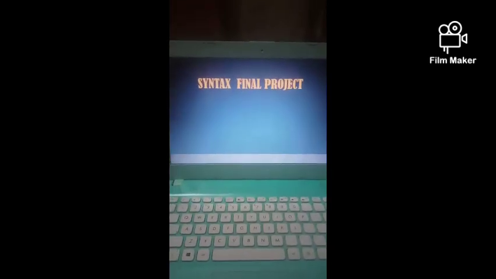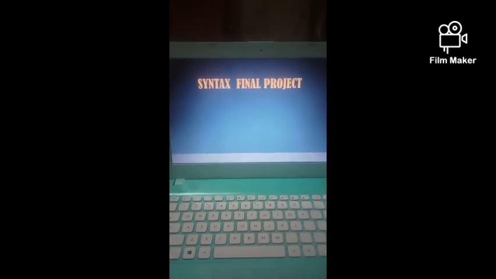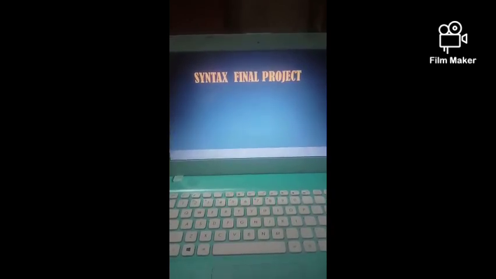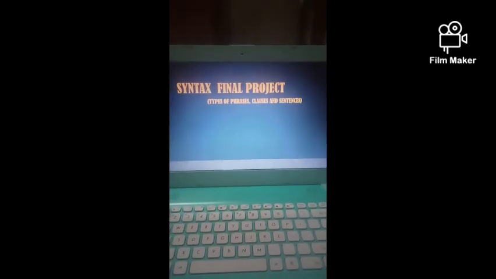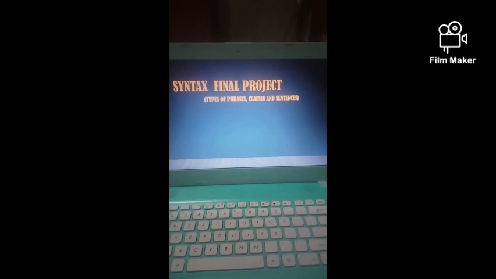And now we are going to talk about syntax. We can go and learn together. Ya, kita langsung saja syntax final project. The types of phrase, clauses, and sentence.